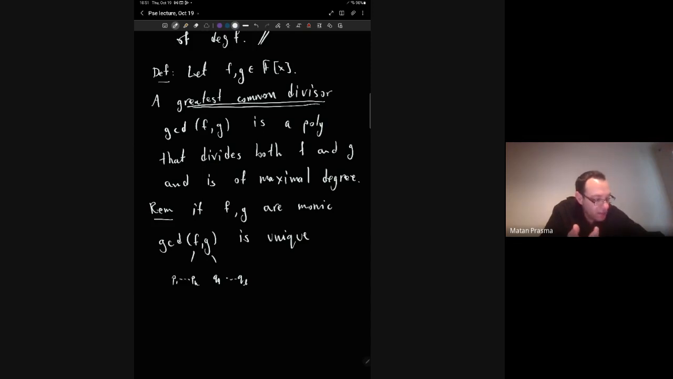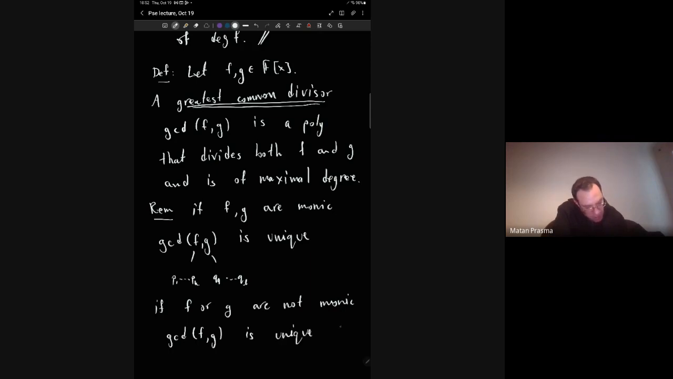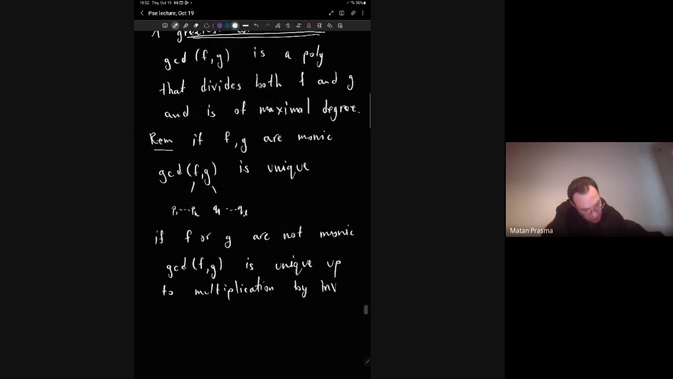For non-monic polynomials, if f or g are not monic, a GCD of f and g is unique up to multiplication by an invertible element alpha in F. So a non-zero element.